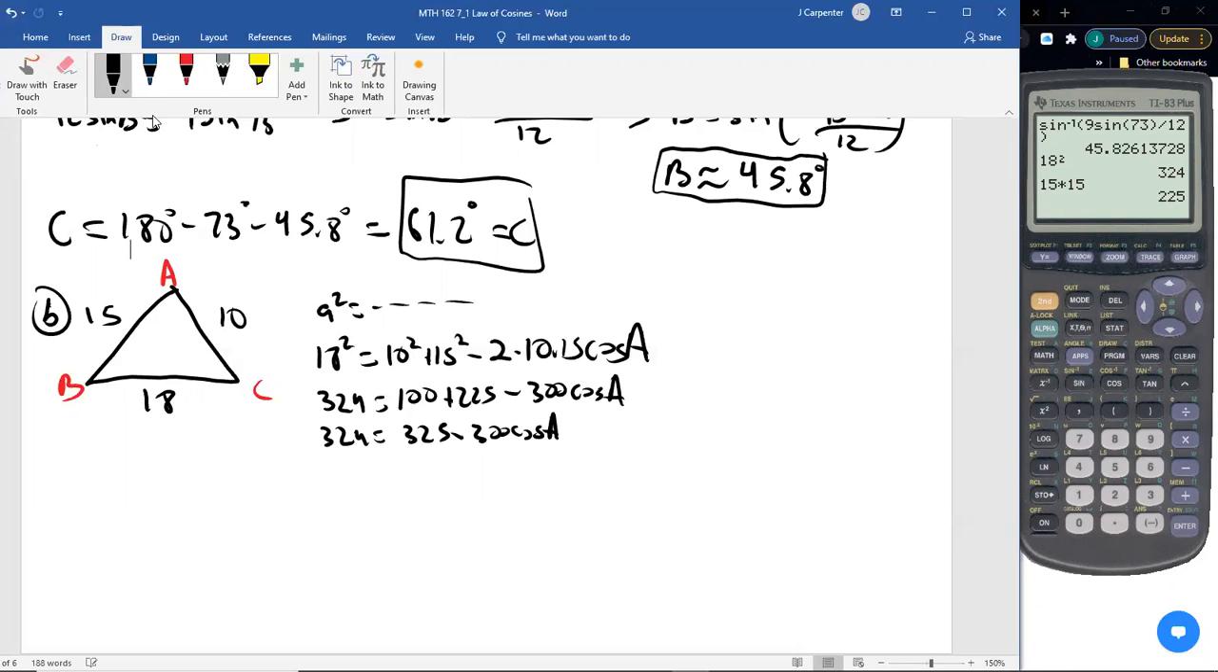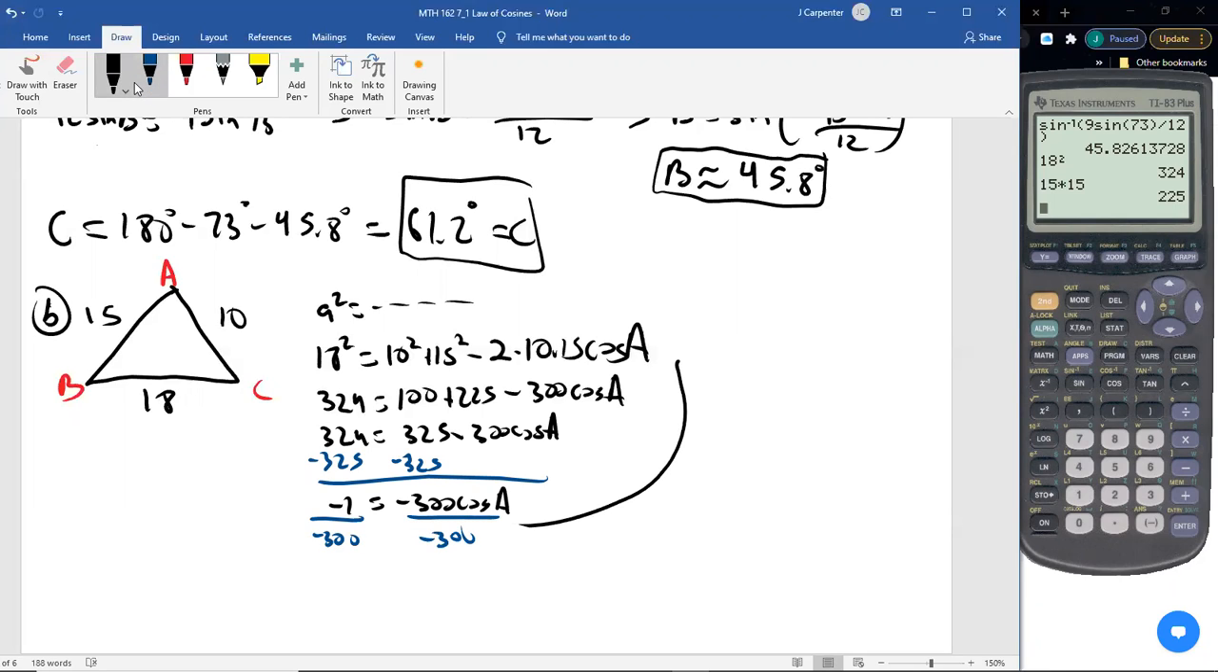Remember, you can't subtract the 300 because it's got the cosine term. So we get -1 equals -300 cosine of angle A. Divide both sides by -300. That gives us 1/300 is equal to the cosine of angle A. Take your inverse cosine of both sides. So the inverse cosine of 1/300 would be your angle A.